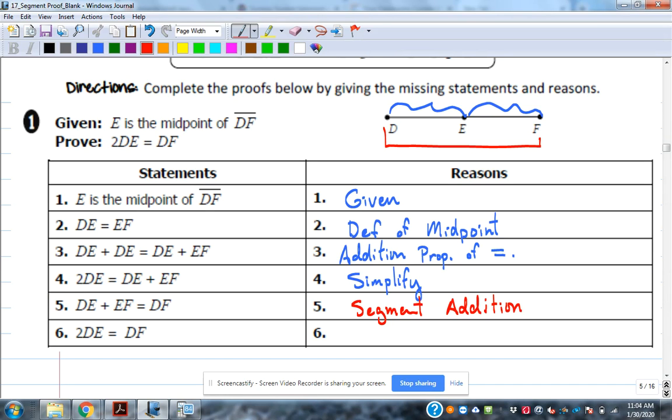I'll try to let you guys say it louder, Faye. The transitive property, because we're taking 3 different things. We got 2DE is equal to DE plus EF. Here's DE plus EF is equal to DF. This is equal to this, and this is equal to this. Then these two got to be equal to each other. So transitive property.